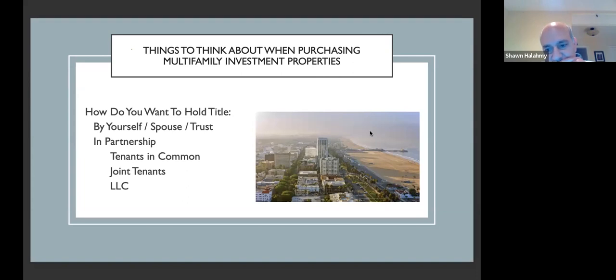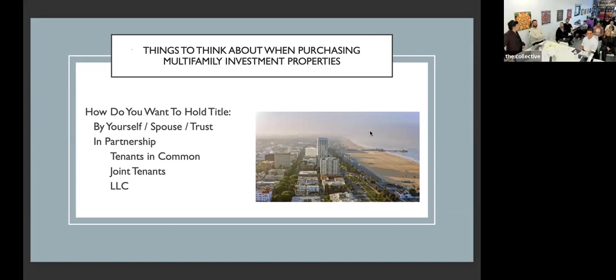Asset protection, limit your liability, right? All the different properties I own are in a different LLC. Why? Because then if a tenant sues on that particular building, they can only go after that building. They can't go after all the other assets. Okay. I'm not an estate planning lawyer.